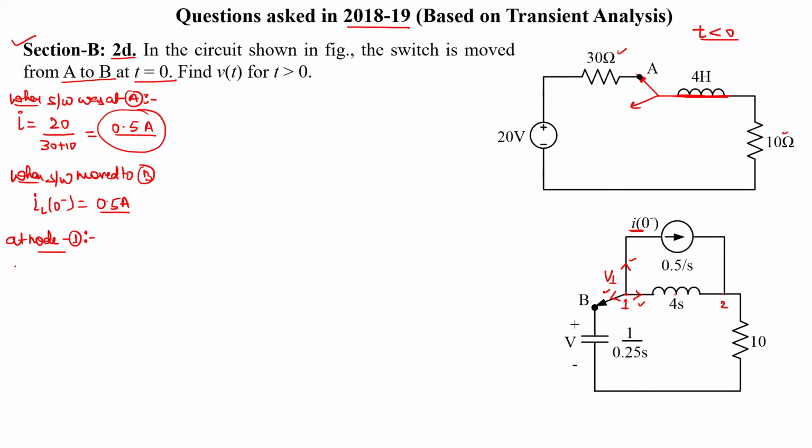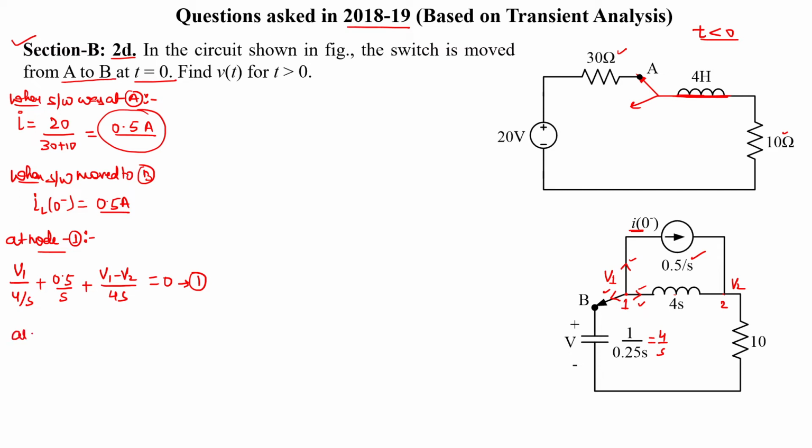So we can say that here V1 divided by this value 1 upon 0.25s, which is simply 4 divided by s. So it is V1 divided by 4 divided by s, plus the value of current, 0.5 divided by s, plus this current value. If the potential is V2, then it will be (V1 minus V2) divided by 4s, and it is equal to 0. This will be equation number 1.